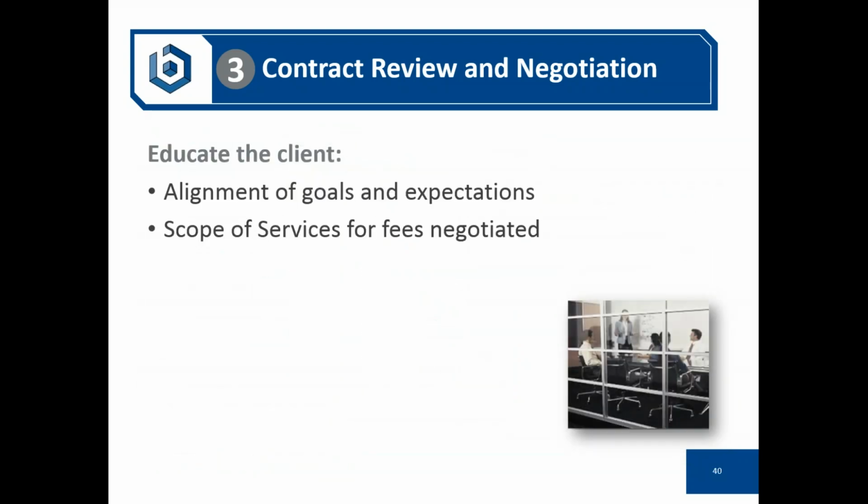Another important part of the contracting review and negotiation process is really getting on the same page with your client, making sure that you are aligned in terms of what you understand to be the goals and expectations of the project, and to make sure you have agreement with the client on that. They may have been unclear. You may have gone through a marketing process. It may have taken several months. Perhaps the owner's perceptions have changed.